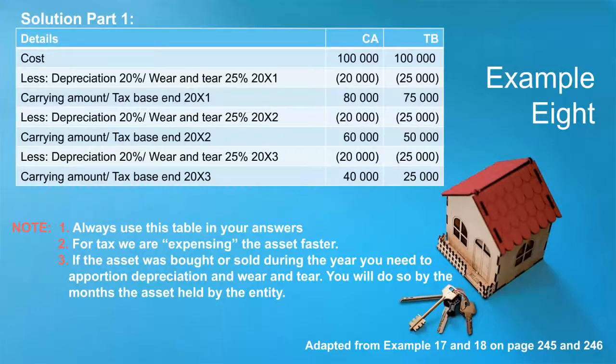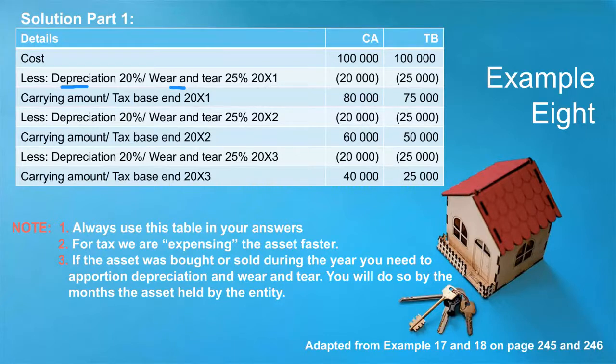So what we did is we said depreciation, 20% of the cost, which is 100,000. That's going to give us 20,000 Rand depreciation in year one. Similar situation for wear and tear, it'll give us 25%, which is 25,000 in year one. That means at the end of year one, we've got a carrying amount of 80, our tax base of 75. We do that again for year two, we get 60 and 50. We do that again for year three, and we end up with 40 and 25,000 as our tax base.